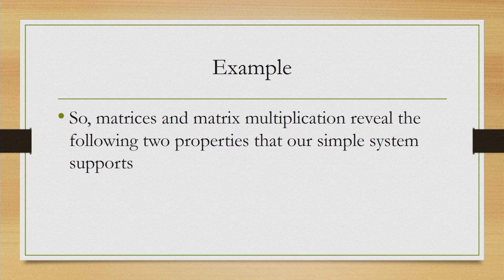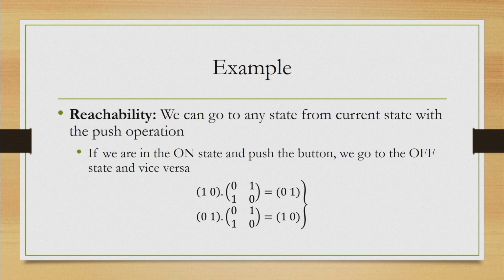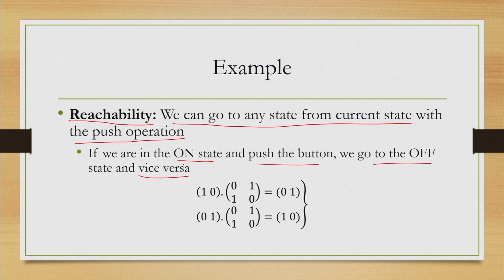That is the major advantage of using formalism. Here we can formally establish the existence of certain desirable properties of the system. So, with this analysis, what properties have we verified? One is reachability. It states that we can go to any state from the current state with the push operation. For example, if we are in the off state and push the button, then we can go to the on state. If we are in the on state and push the button, we can go to the off state.